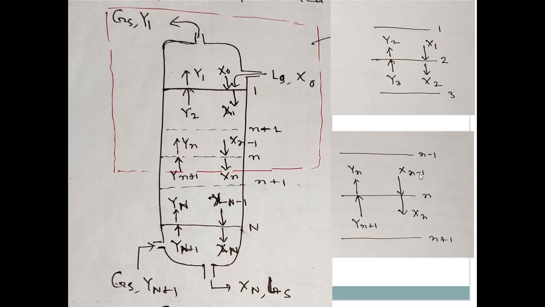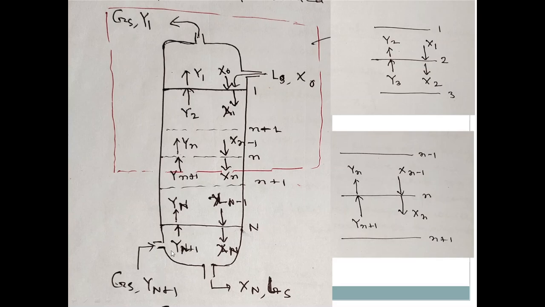So x(n-1) and y(n+1) are entering into this nth stage, and what is coming out from the nth stage? That is yn and xn, and yn and xn will be in equilibrium if this stage is an equilibrium stage. So you understand this, how in each tray what the nomenclature will be.